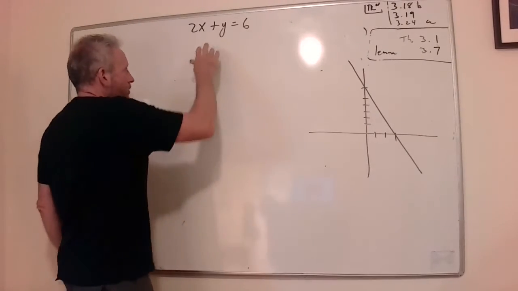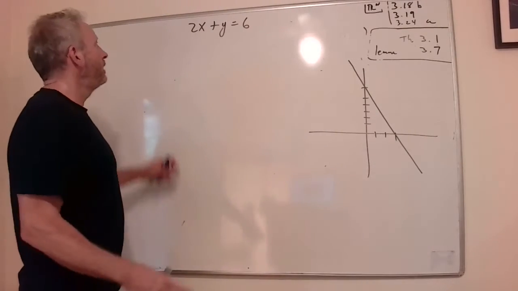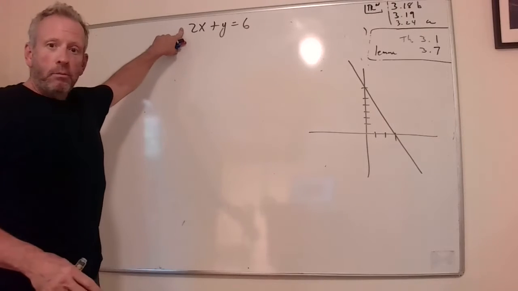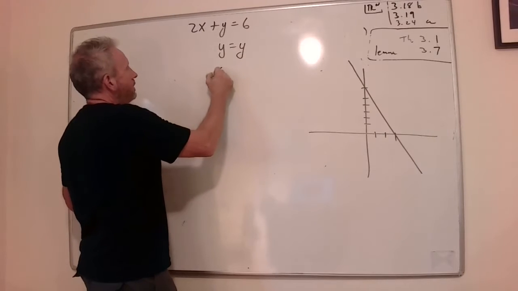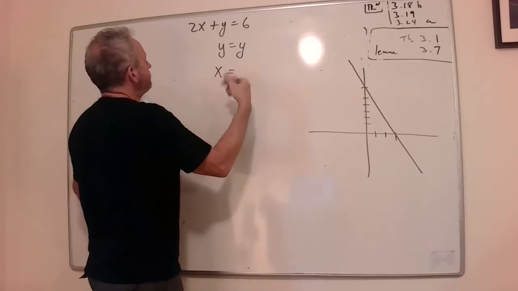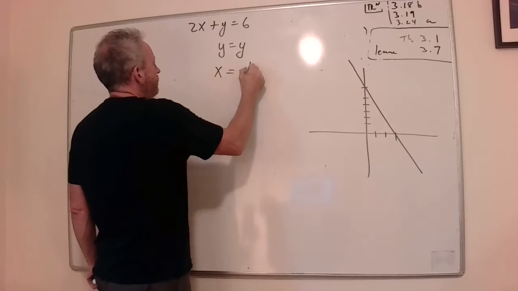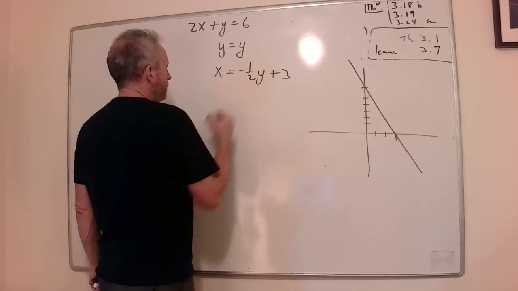What have we been doing as of late? We've been solving this with Gaussian elimination, so let's do that. Well, it's already in echelon form. Great. What's the free variable? y. y equals y. Solve for x. x would equal negative 1/2 y plus 3.